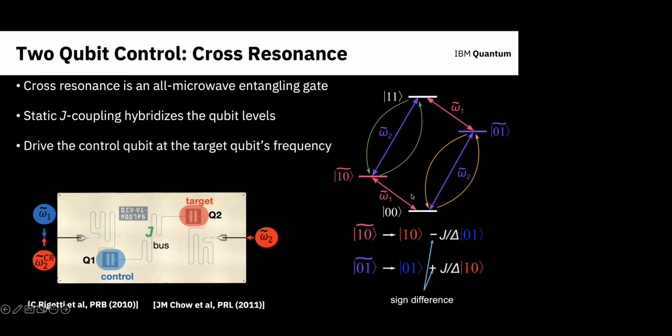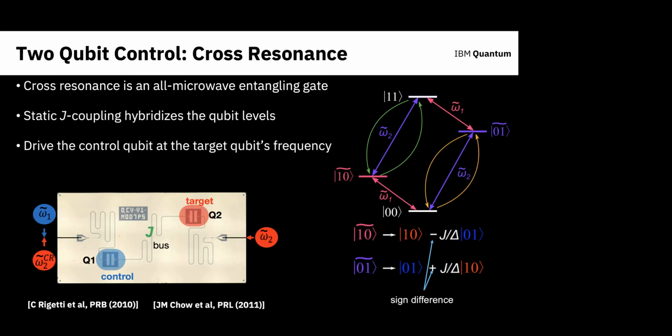Or if you look at the energy level diagrams, if your control's in the 0 state, then you're driving around the orange in this Rabi oscillation. But if your control's in the 1 state, then you're driving around those Rabi oscillations in this green state. And because there's a sign difference between these states, that actually generates a rotation that is in the opposite directions.